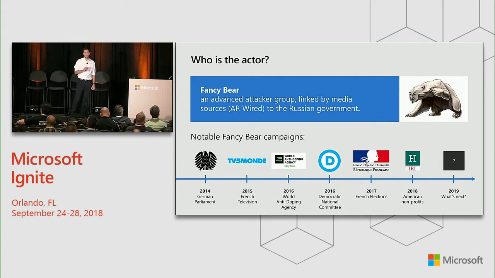And they were involved in some of the most high-profile cases over the last few years. The most notable ones are, in 2016, the attack on the World Anti-Doping Agency, or on the Democratic National Committee before the US elections, and also in 2017 before the French elections, and some more. And I think Fancy Bear represents very well the change that we're seeing that attackers are making.